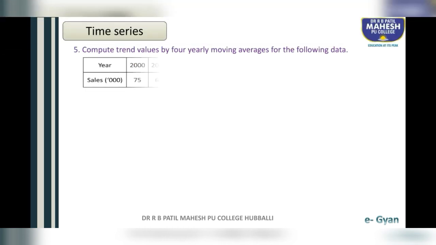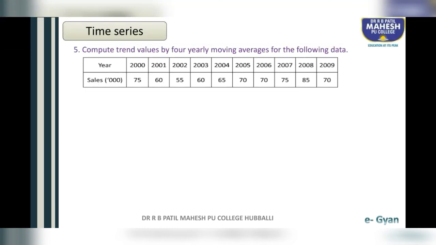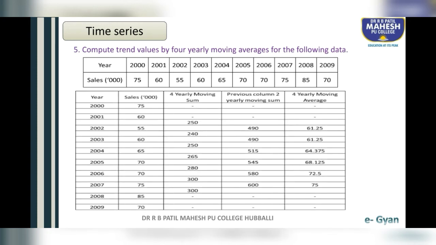Okay students, in the first row the year is given from 2000 to 2009. The second column sales is given. For 2000 sales is 75,000, up to 2009 the sales is 70. Okay, solve this. Students, as I told, if it is 4 yearly even moving averages, for even number you have to leave one gap. So like this you have to write the question.